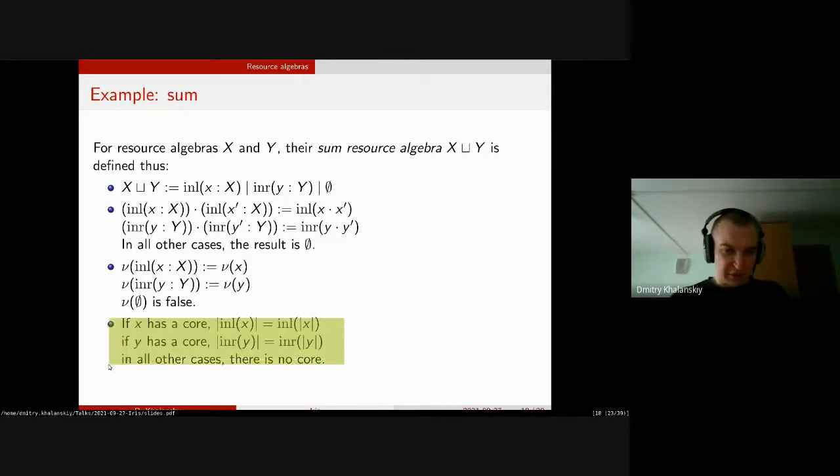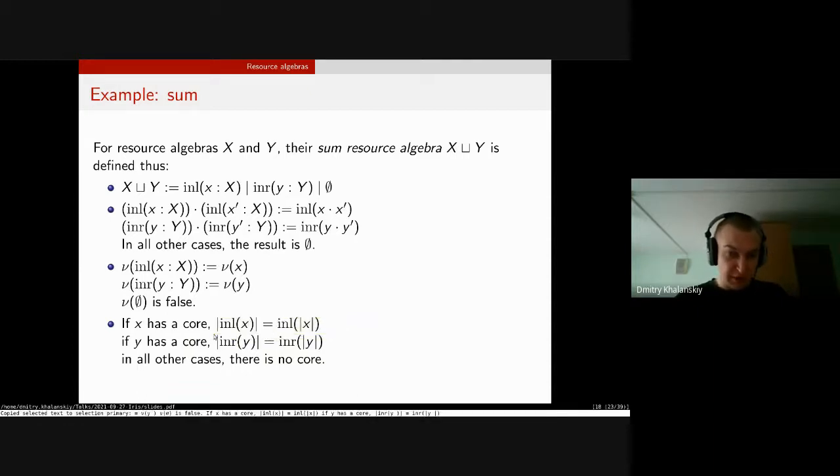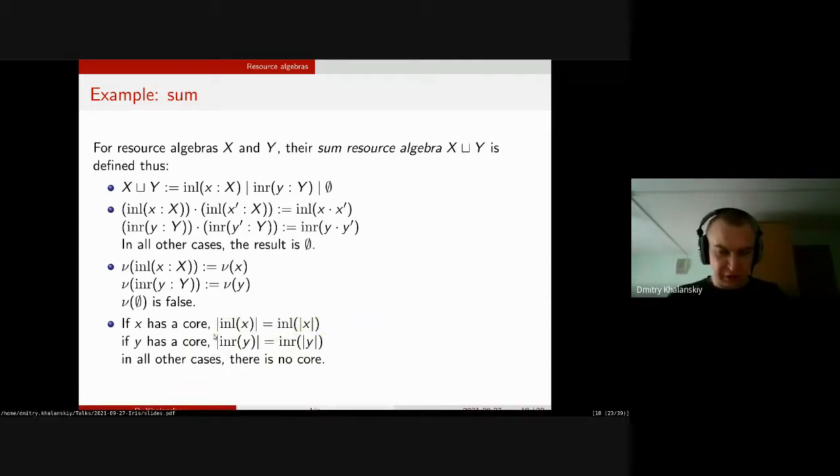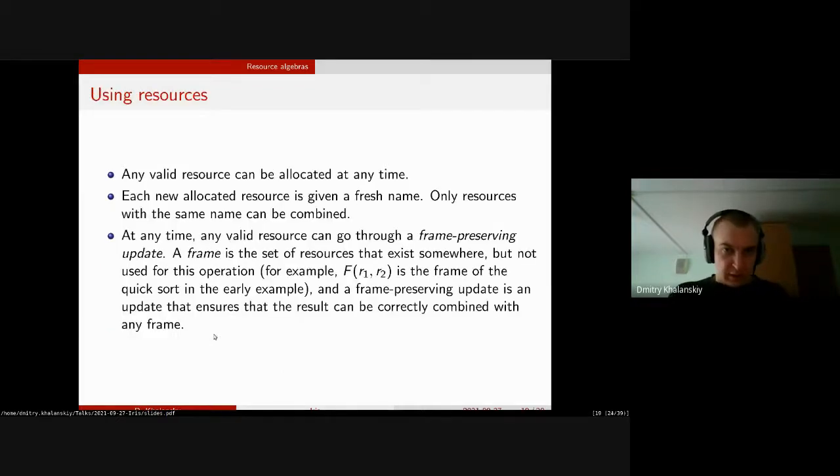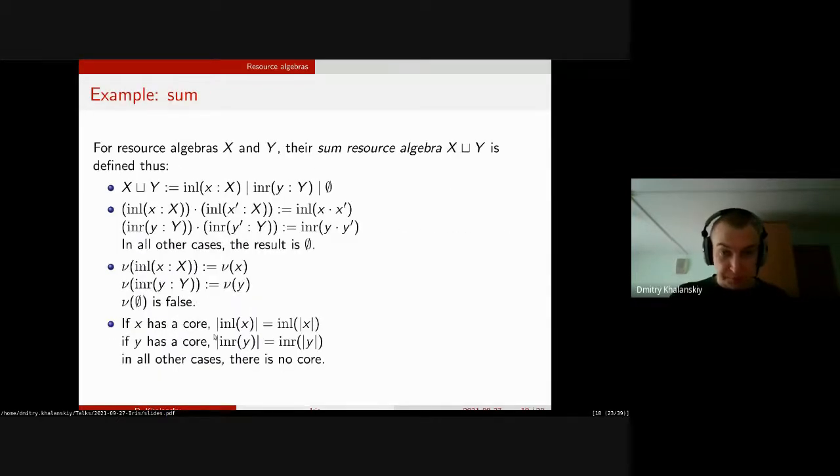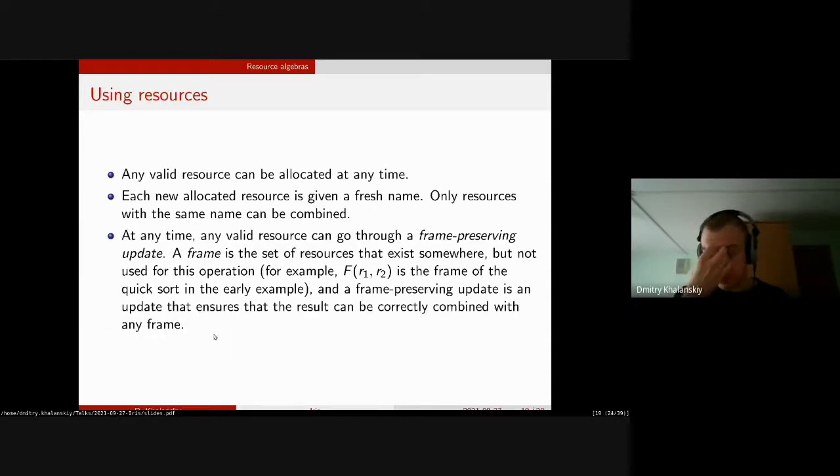Also, the cores are defined, I'd say, somewhat intuitively. The wrapper is ignored. It does not interfere with the notion of a core of the thing that it wraps. So these are a couple of resources that we are going to need in order to prove the concurrent quicksort.